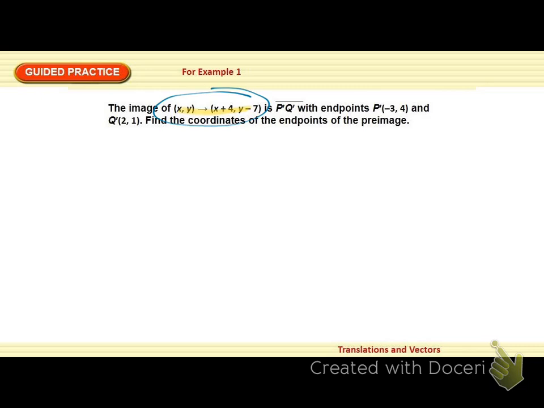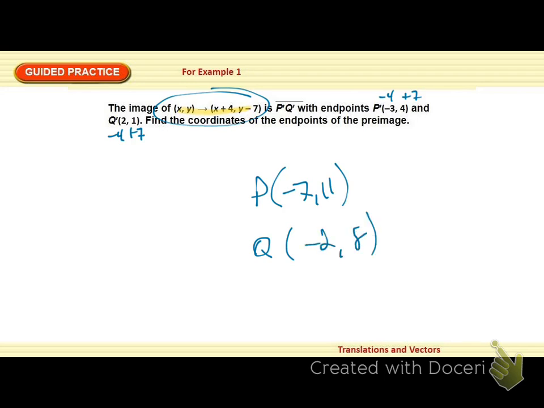Well, hopefully you're thinking, just go backwards, right? Instead of adding 4, subtracting 7, go the opposite direction: subtract 4, add 7 to each of our coordinates, and that'll get you to your pre-image. Just go the other way. That's exactly right. So P is going to end up at (-7, 11), and Q would sit at (-2, 8). So that's where our pre-image would be.